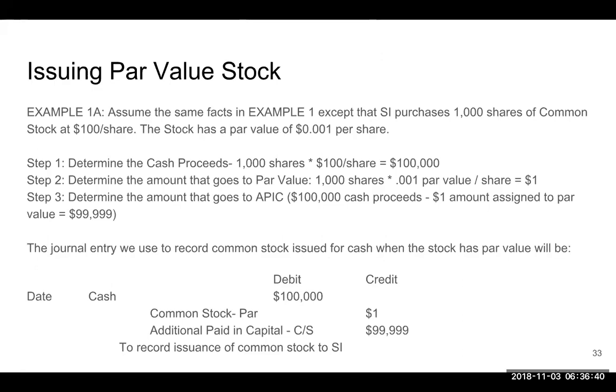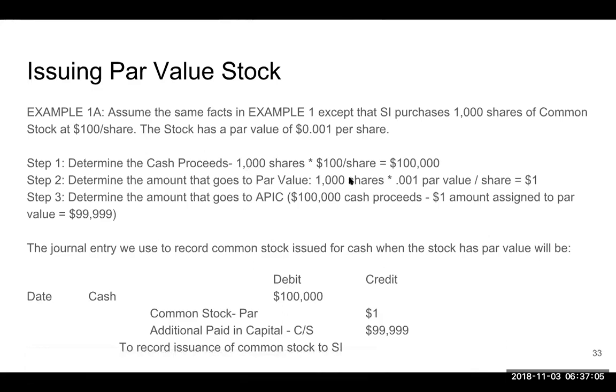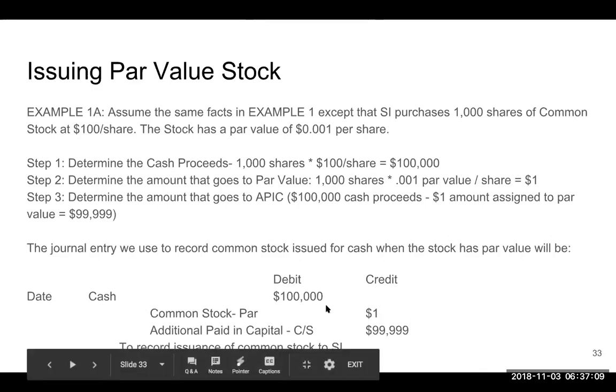Let's look at the same example, but with par value. So assume the same facts as in example one, except that SI purchases 1,000 shares of stock at $100 per share. The stock has a par value of $0.001 per share. The first thing we're going to do is compute the cash proceeds, which are 1,000 shares times $100 per share, or $100,000. Debit cash for $100,000. We're doing this for Leanne Inc.